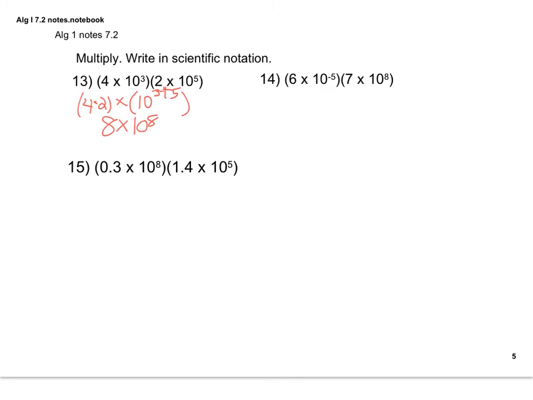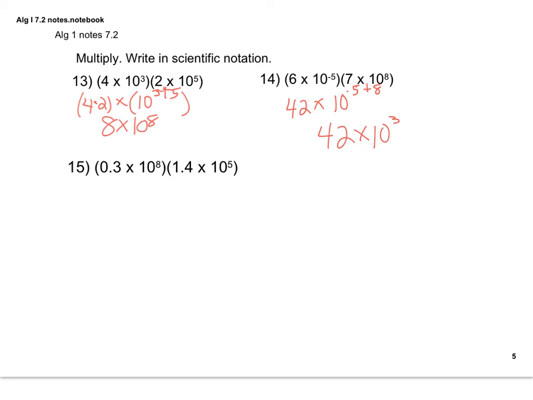But there we go. All right, so number 14, we've got 6 times 7, so you're going to have 42. And then you're going to have that multiplied by 10 to the negative 5th times 10 to the 8th. So you would add those two exponents together. All right, so we're going to really have 42 times 10 to the 3rd power.